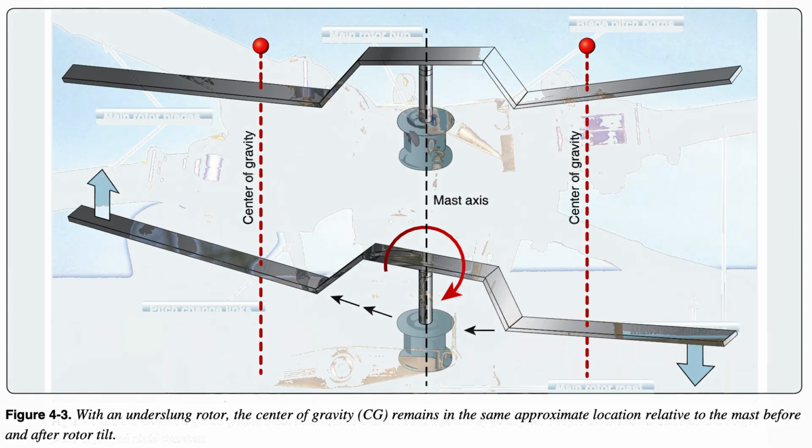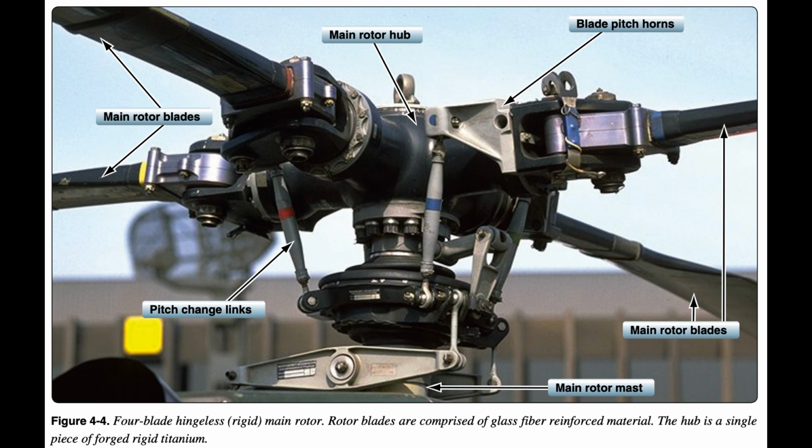Rigid rotor system. The rigid rotor system shown in Figure 4.4 is mechanically simple but structurally complex because operating loads must be absorbed in bending rather than through hinges. In this system, the blade roots are rigidly attached to the rotor hub.